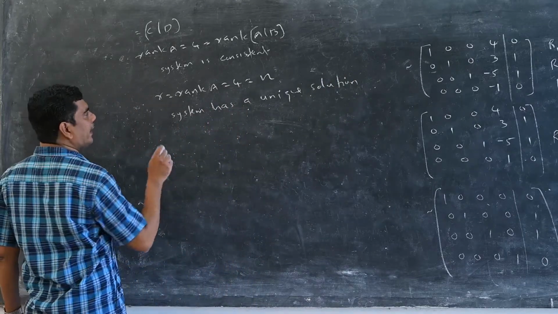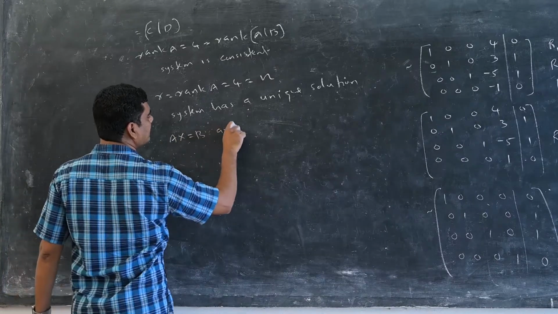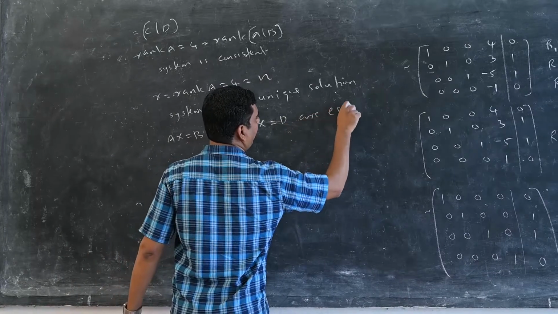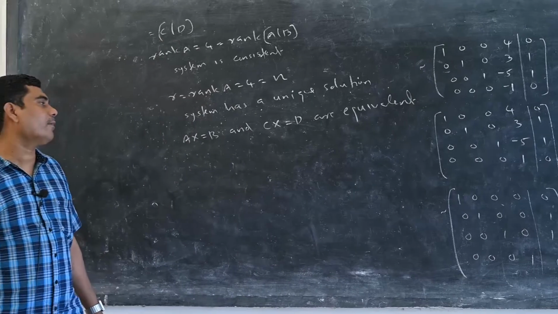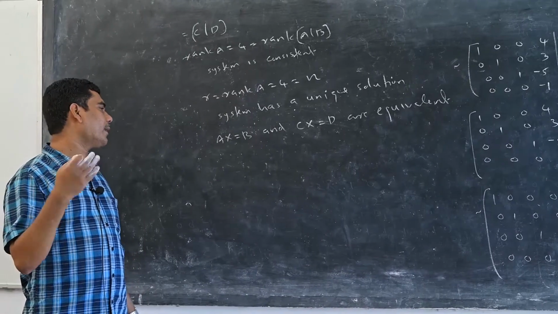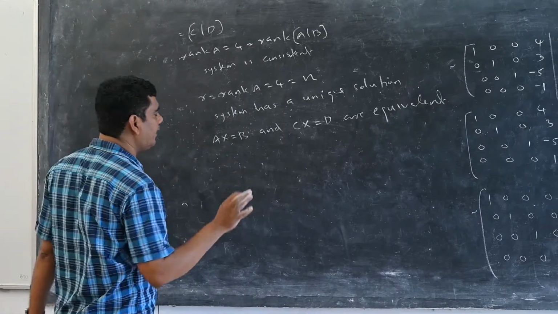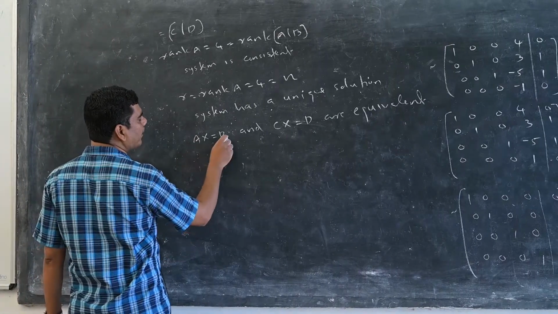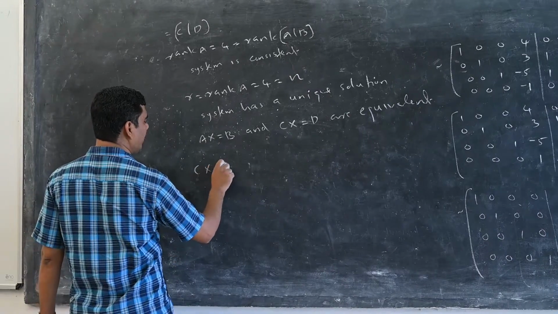Now systems Ax equal to B and Cx equal to D are equivalent. Ax equal to B and Cx equal to D are equivalent, means they have same solution. CD is obtained from AB by elementary row operations. Then these two systems are equivalent. That means they have same solution. So to find the solution of Ax equal to B, we find the solution of Cx equal to D.